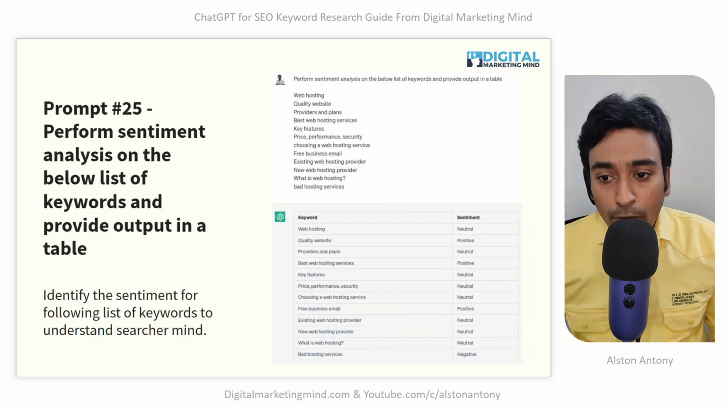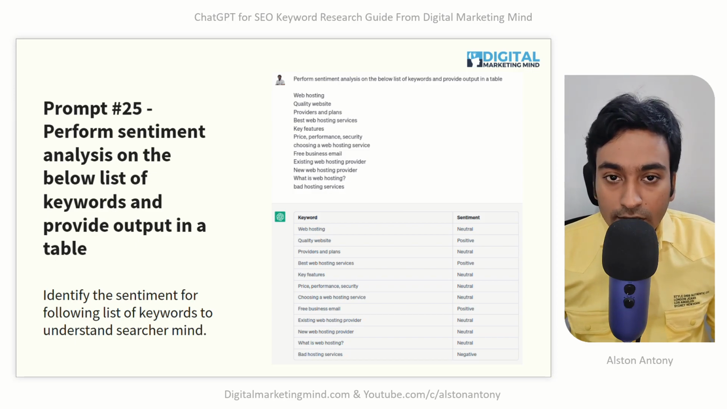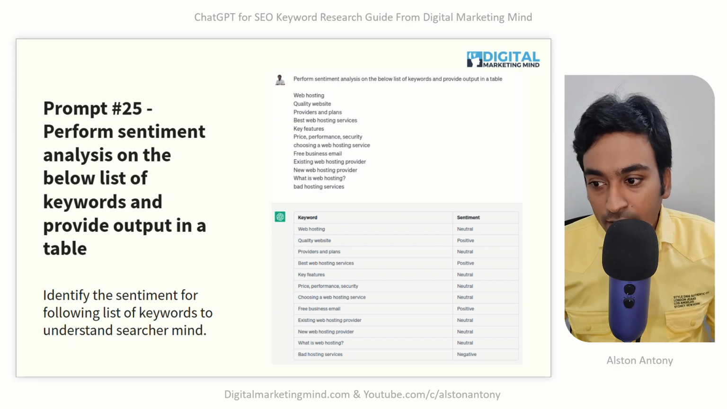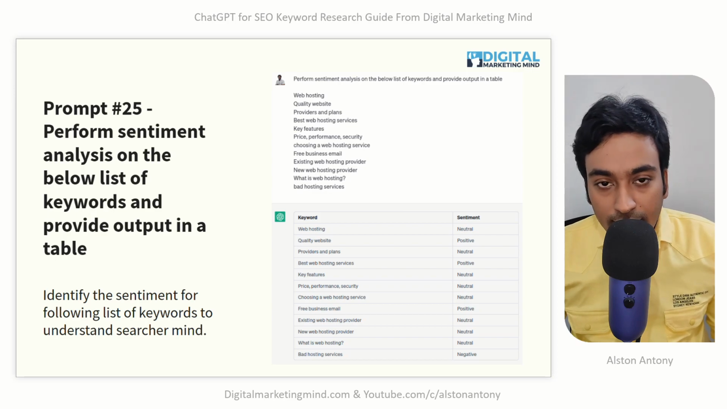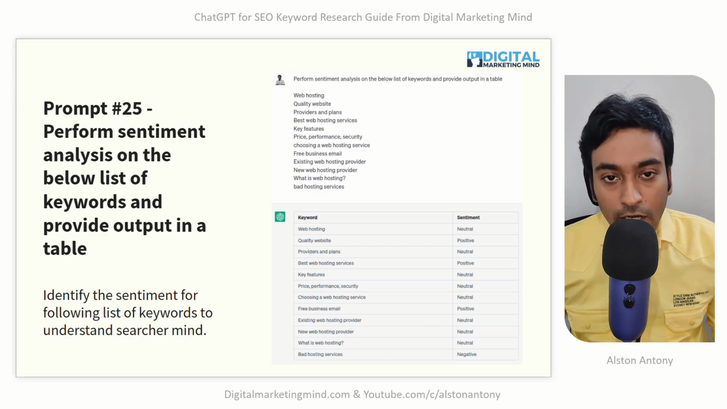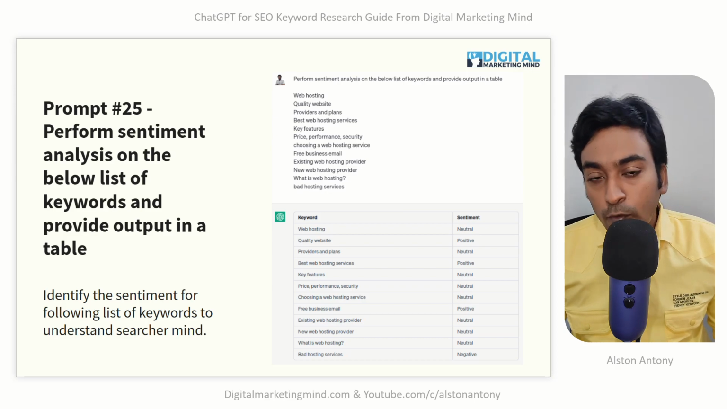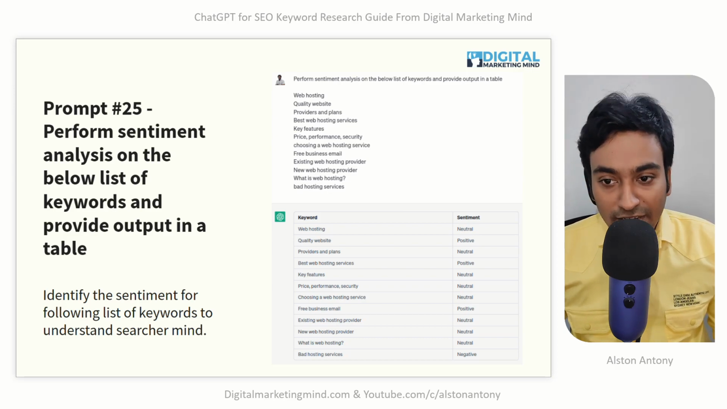Prompt 25: perform sentiment analysis on the below list of keywords and provide the output in a table. This is one of the advanced keyword research methods, where we are not just focusing on data, but we are trying to understand our users' mindset, the searcher's mindset. If this person is typing this keyword, what is the likely sentiment behind it, whether it's neutral, positive or negative. Based on that, we can either go for a different type of content or make adjustments to our keyword research process when we are focusing on that particular keyword.